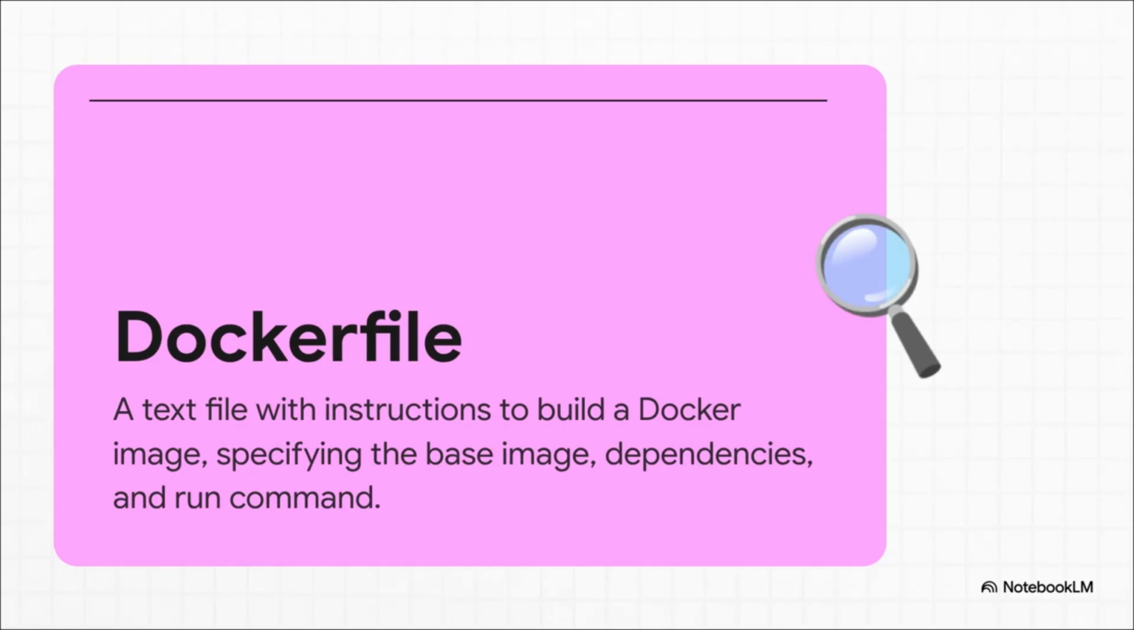First up, we have the Dockerfile. Just think of this as a recipe. Seriously, it's just a plain text file that lists, step by step, every instruction needed to build your application's environment. Things like, okay, start with Ubuntu, then install Python, now copy my code into it, and finally, here's the command to run when you start up.